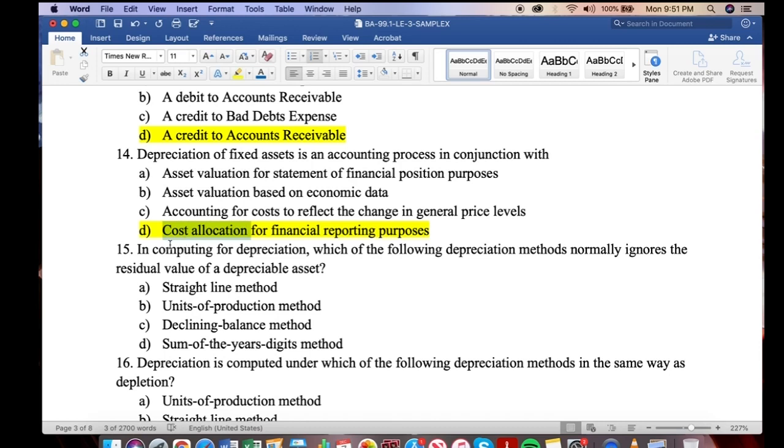Hindi siya nagva-value. Ina-allocate lang natin yung cost. Ini-spread lang natin yon throughout the useful life. Yun yung purpose ng depreciation. Okay? Cost allocation. Letter D.